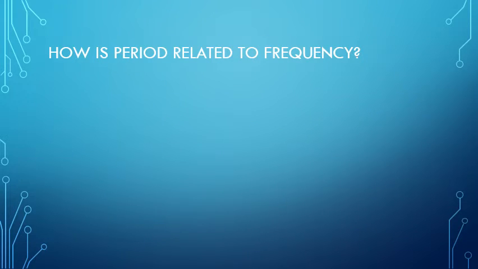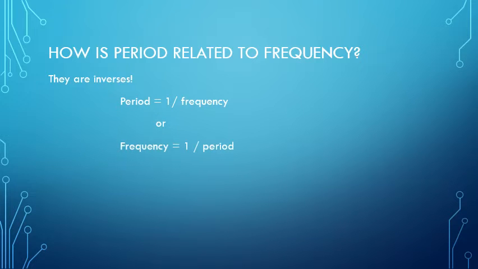And how's period related to frequency? Well, you can see from their definitions that they're kind of related. The frequency is the number of motions in a given time, and the period is the amount of time in a given motion. So they're inverses, which turns out pretty nice. Period is going to be 1 over the frequency, or the frequency is going to be 1 divided by the period. Again, they just work out the same way each time.